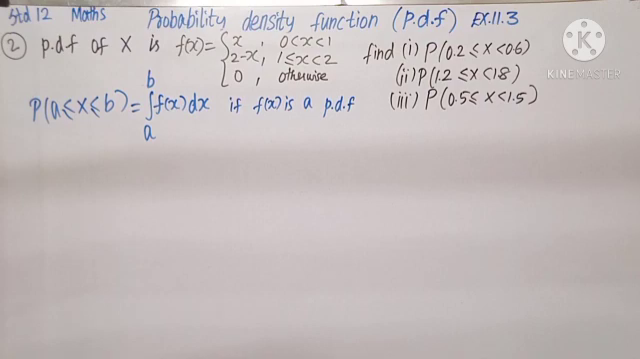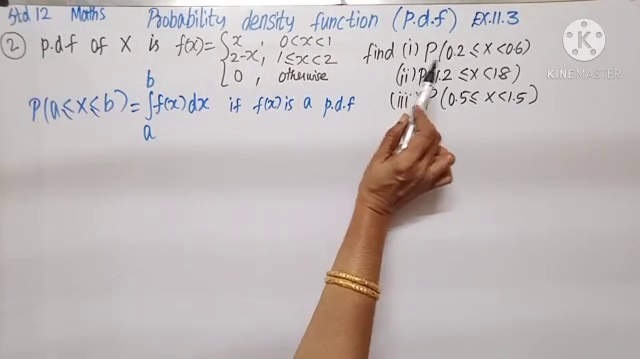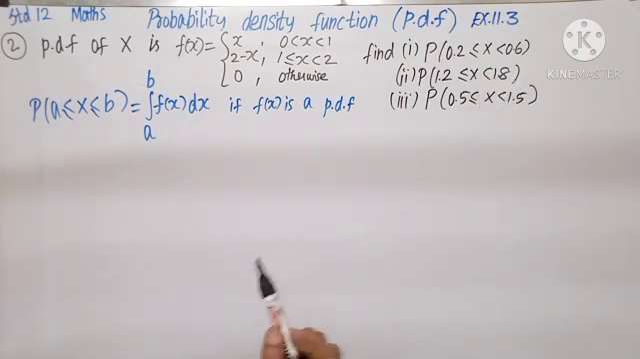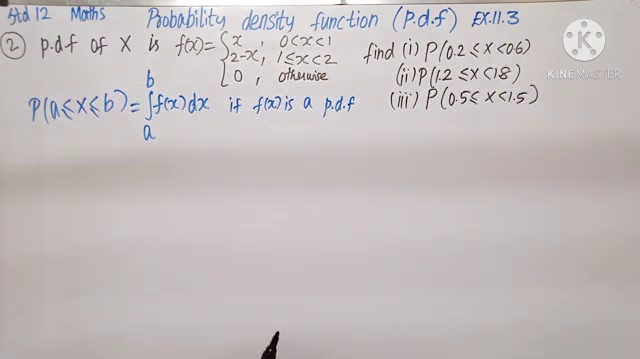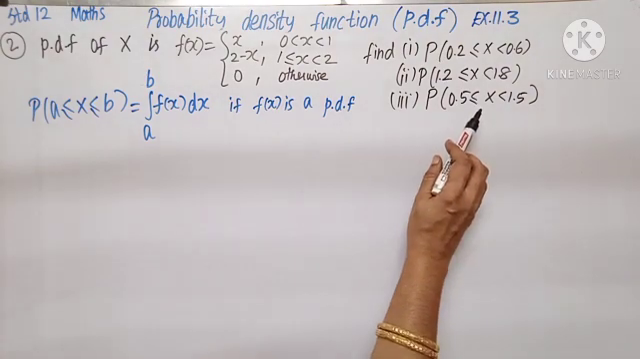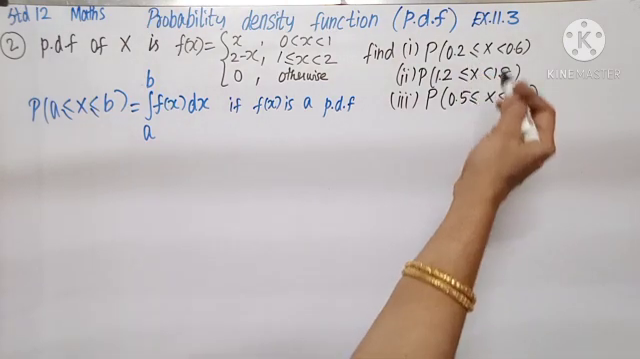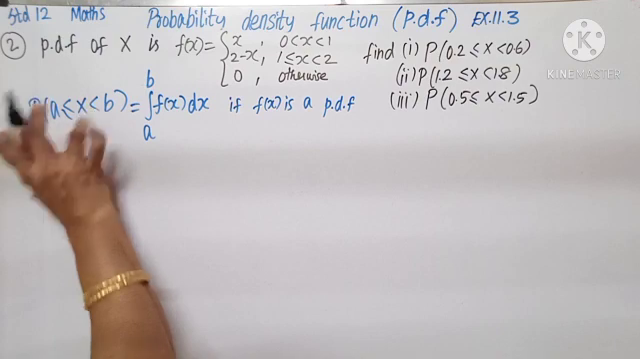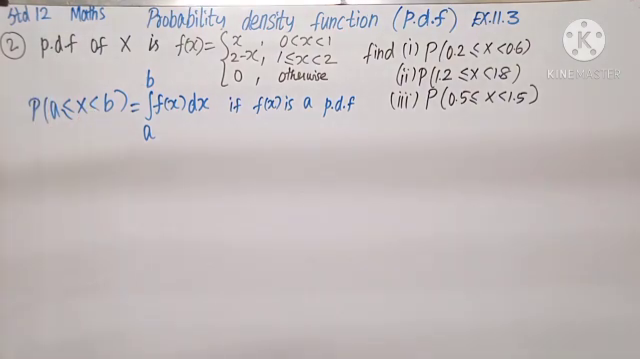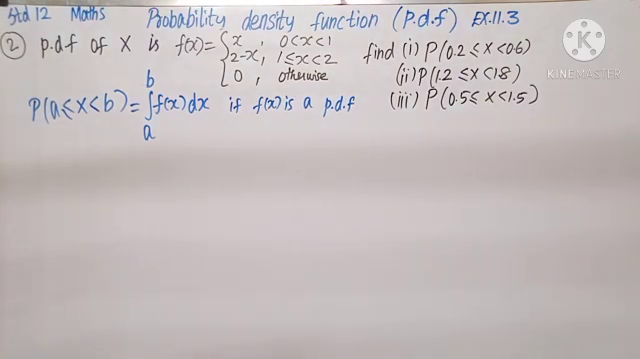Question number 2. Given the probability density function of x as follows, find P of 0.2 less than or equal to x less than 0.6, P of 1.2 less than or equal to x less than 1.8, and P of 0.5 less than or equal to x less than 1.5. However the inequality comes, let us remember the formula: between A to B, the probability is the integral from A to B of f of x dx.